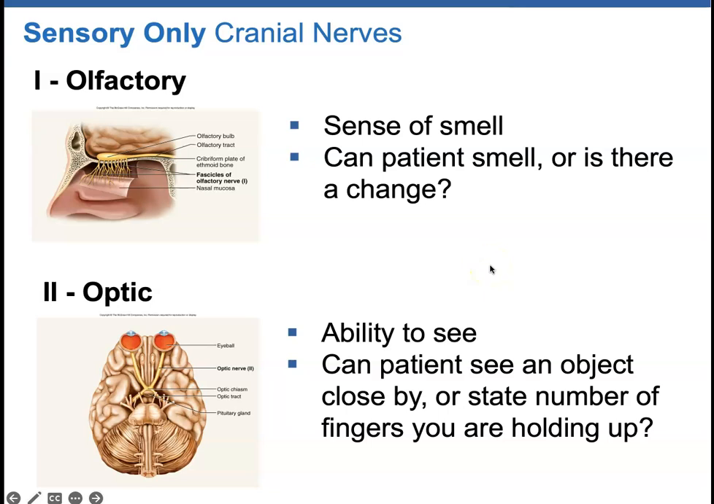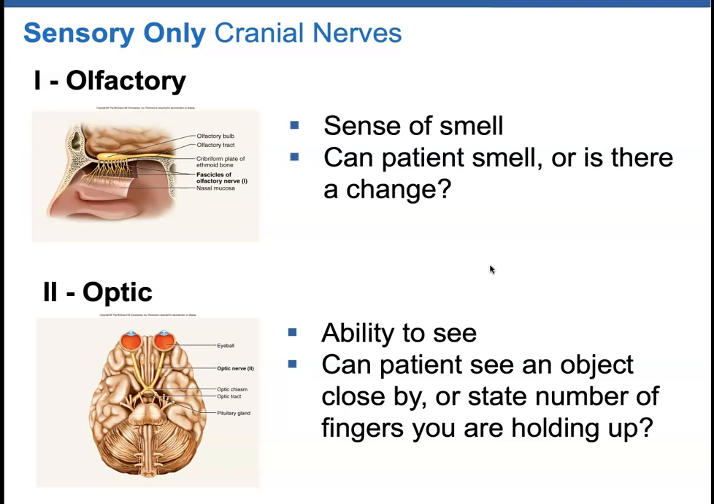So what we're going to have is 3 sensory-only cranial nerves. The first 2, which means that they don't provide any motor function whatsoever. They only sense things. So olfactory obviously is your sense of smell. So that is your first. Cranial nerve number 1 is the olfactory nerve. You have 1 nose, easy way to remember it. The optic nerve, you have 2 eyes. So cranial nerve number 2 is the optic nerve.